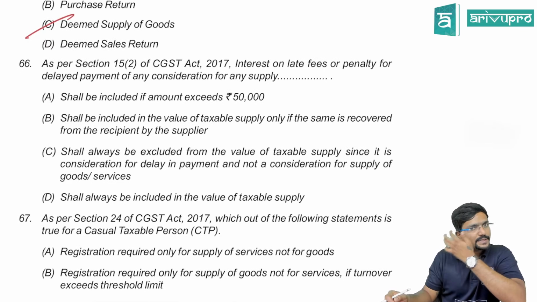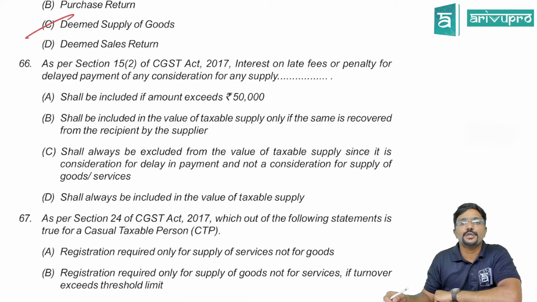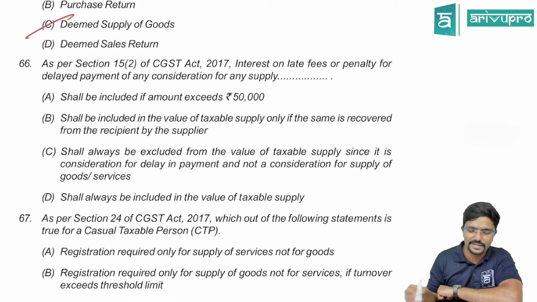Next, as per section 15 subsection 2, which talks about value of supply inclusions of the CGST Act 2017, interest on late fee or penalty for delayed payment of any consideration for any supply shall be included if the amount exceeds 50,000.